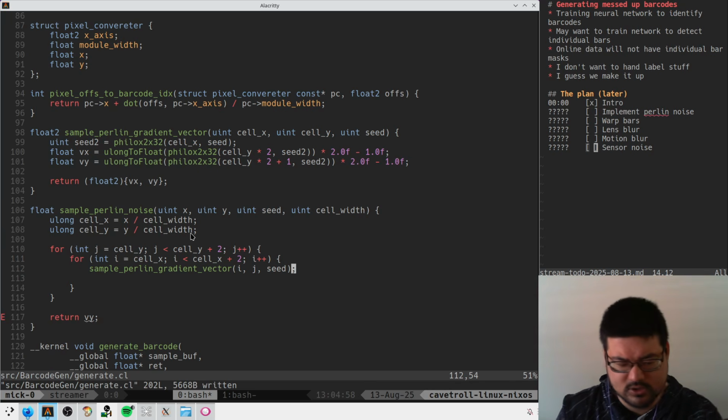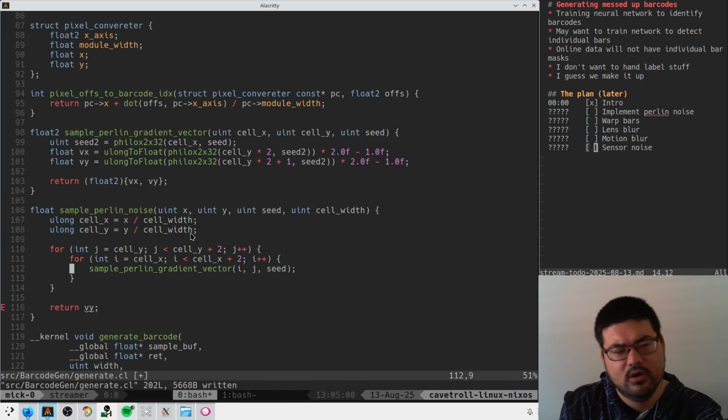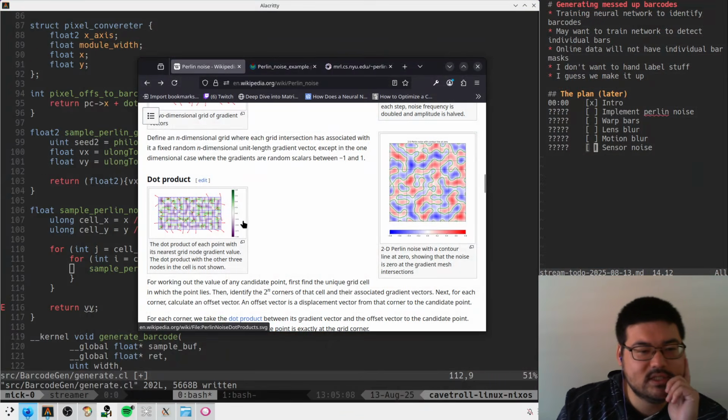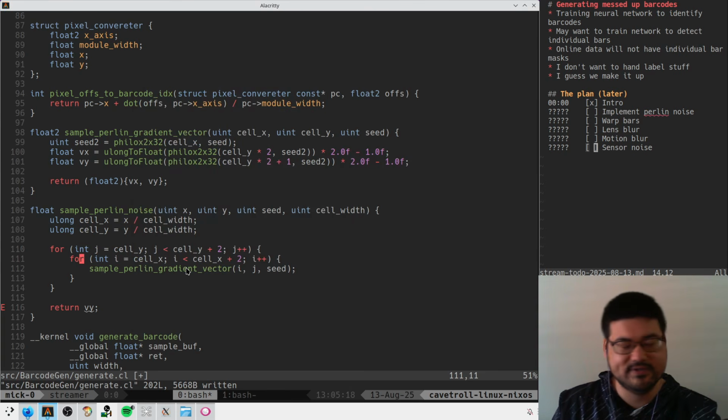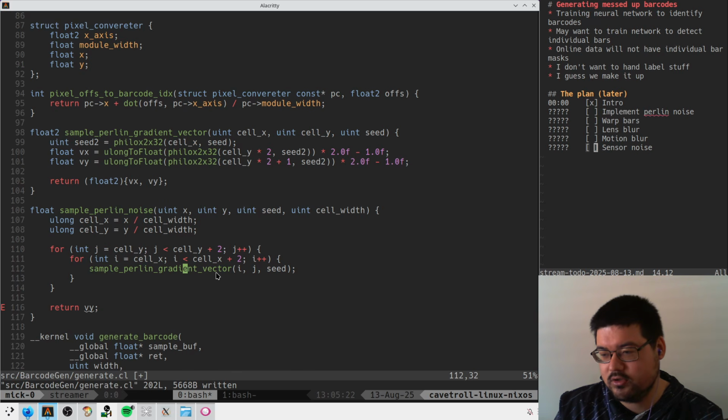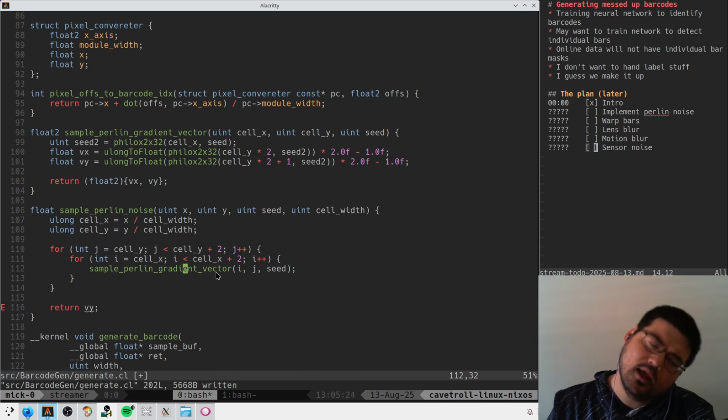And then what do we do here? We dot product. Is it the difference? So working out the value of any candidate point, first find the unique grid cell where the point lies, then define the corners of that cell. Next, for each corner, calculate an offset vector. Yeah, so our offset vector, we need to normalize this thing as 0 to 1, presumably.